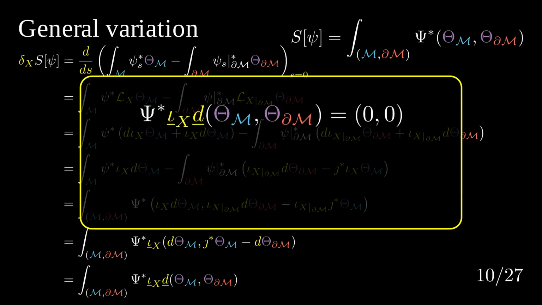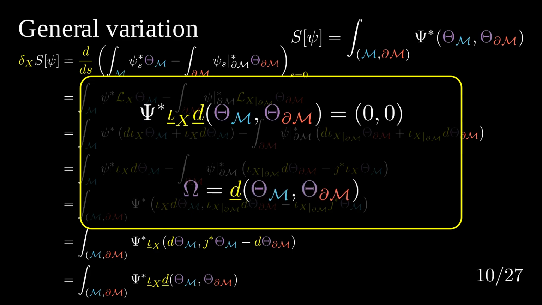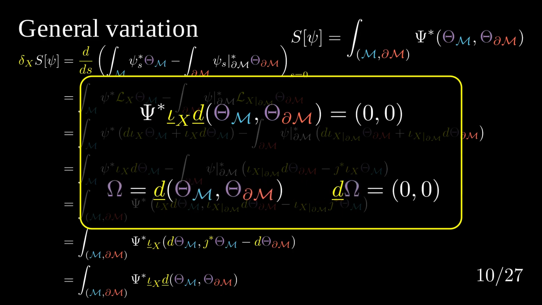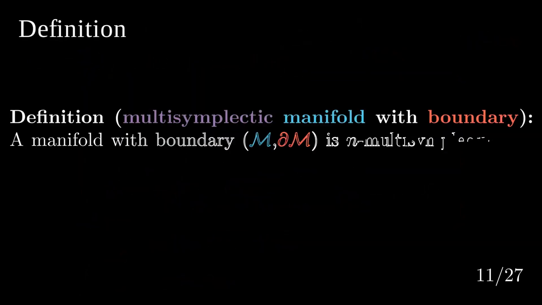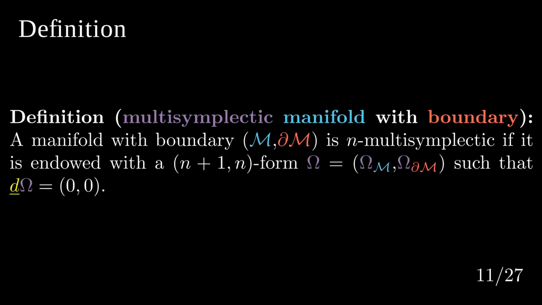And following the guidelines of multisymplectic formalism, we define the multisymplectic relative form, which is this pair of forms, as the exterior relative derivative of this pair of forms, in such a way that its exterior relative derivative is 0, because the relative exterior derivative acting twice is always 0. So this motivates the following definition. A manifold with boundary is called multisymplectic if it's endowed with a relative form such that its relative exterior derivative is 0.